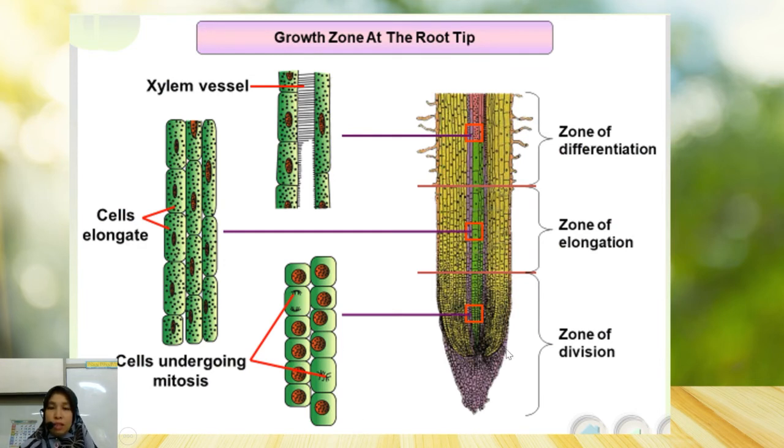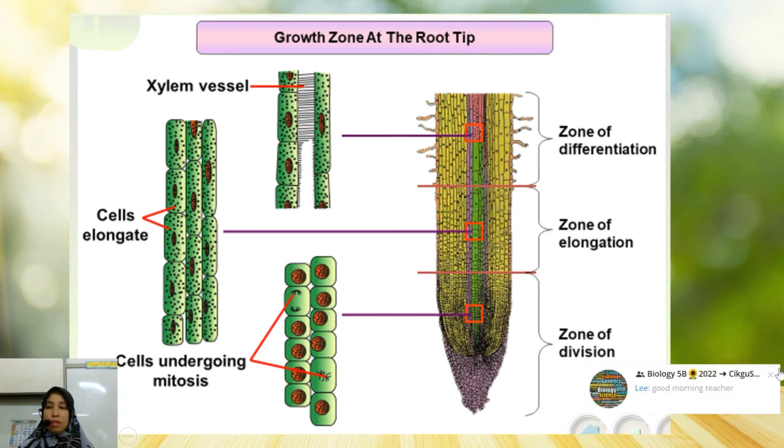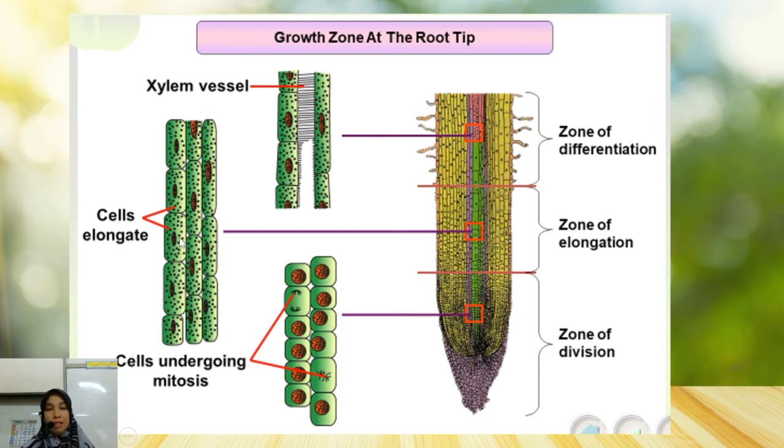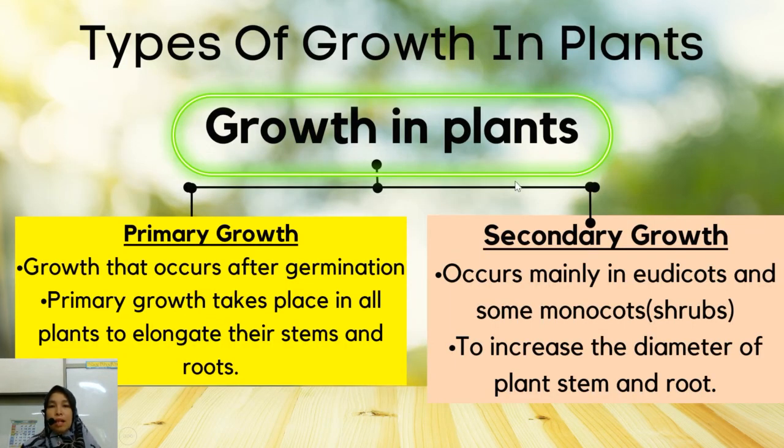So this is referred to as the growth zone at the root tips: zone of cell division here, zone of elongation here, zone of differentiation here. Make sure you know what happens during the zone of cell division: cells undergo mitosis. Then number 2, the cells elongate, increasing in size. And then number 3, the zone of differentiation, whereby the cell becomes a specialized cell and carries out a specific function.